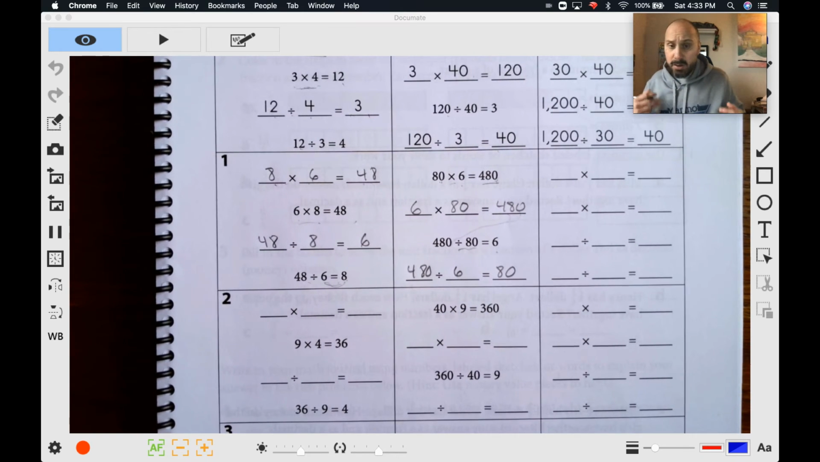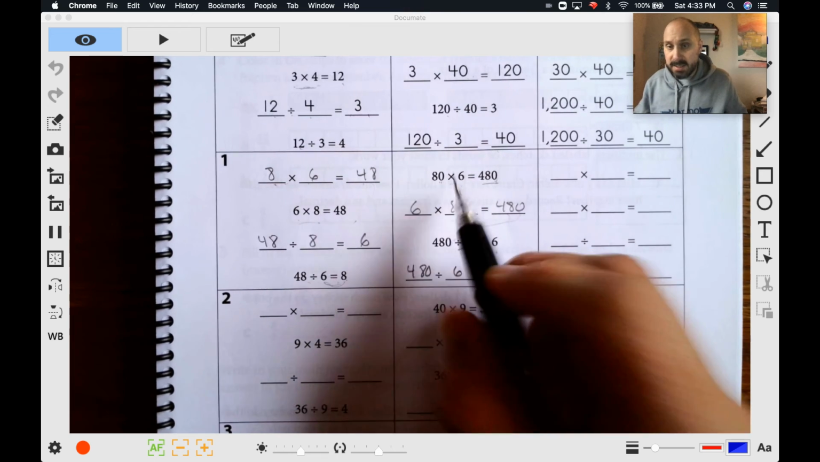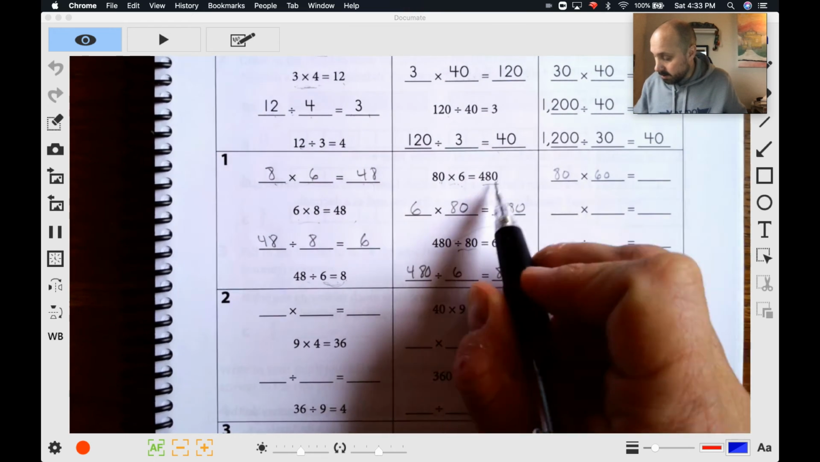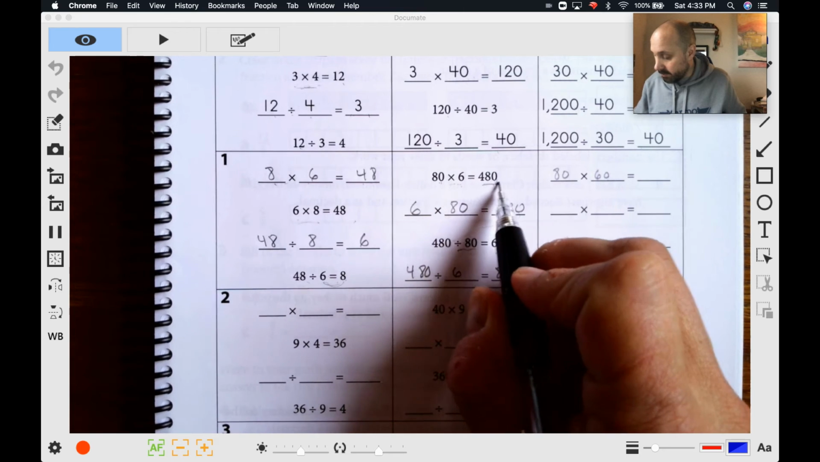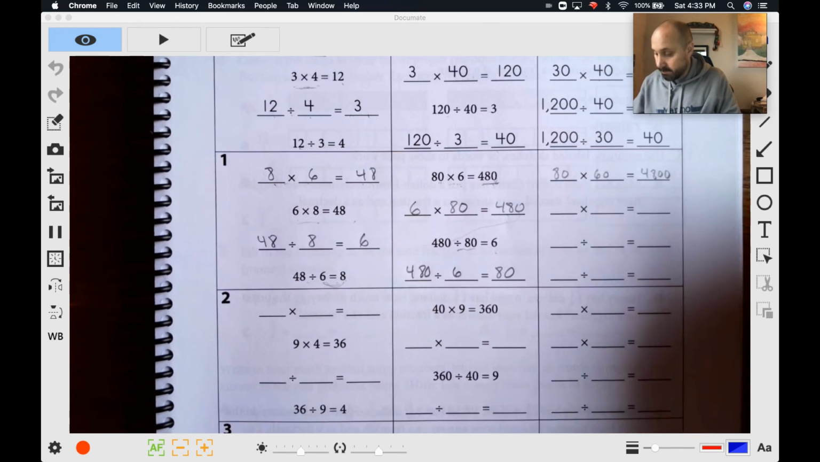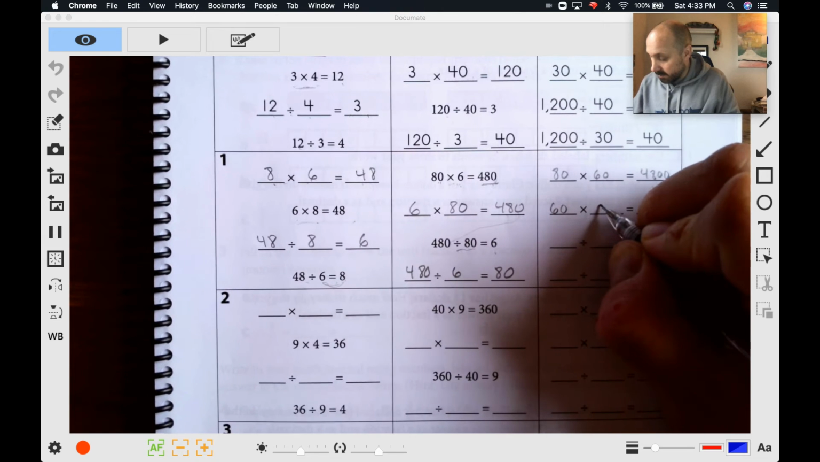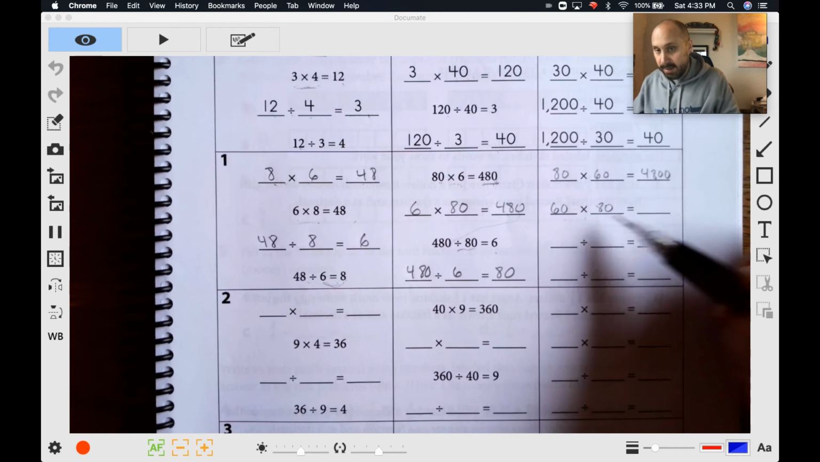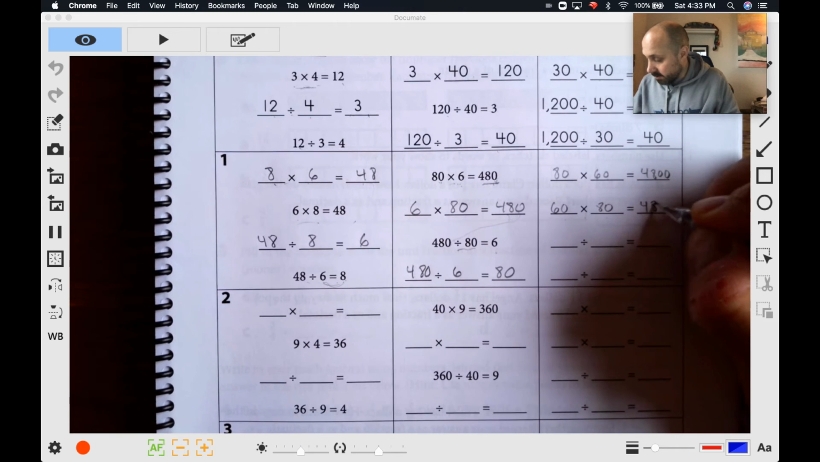And then something that you can do for your fact family, let's just add a 0 to the 6 like they did. So we'll say 80 times 60. So we have another 0. So we're going to have another 0 in our product, 4,800. We're going to flip the 80 and the 60 around and make it 60 and 80. So 60 times 80 is 4,800.